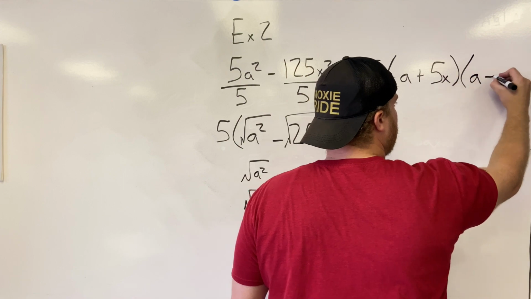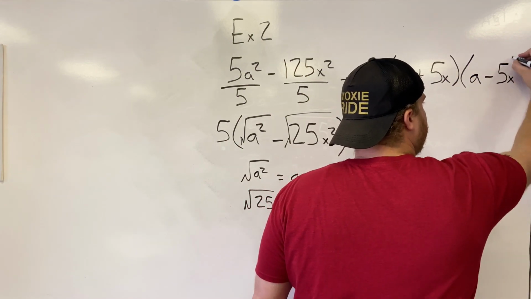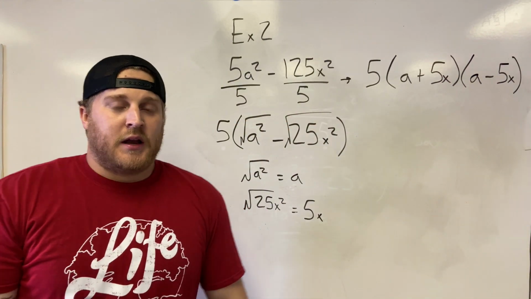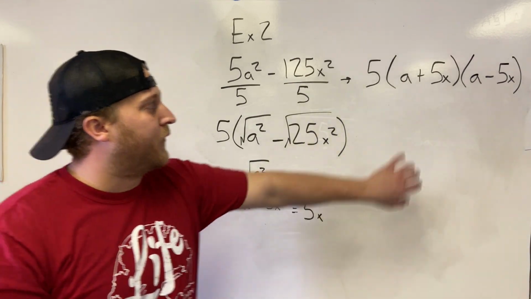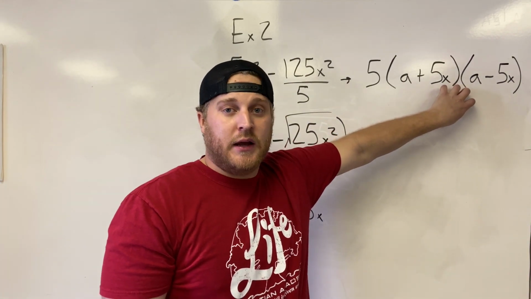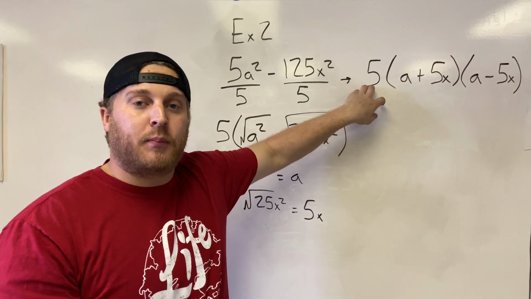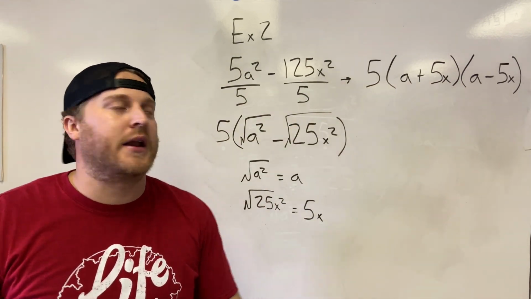A minus 5x. Now the way we would check our work here is we would first do the FOIL method, and then we would do distributive property with the 5. So let's go ahead and try that out really quick.